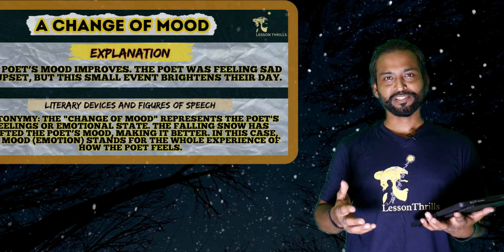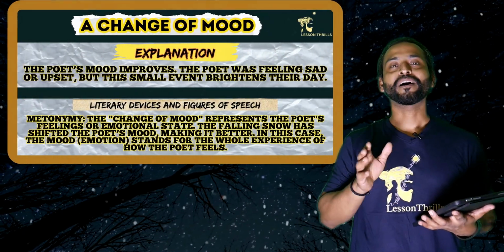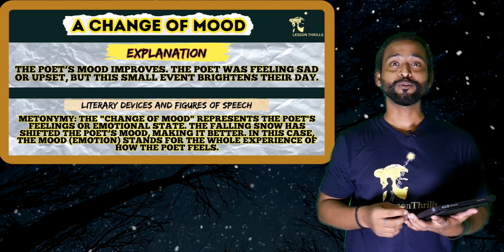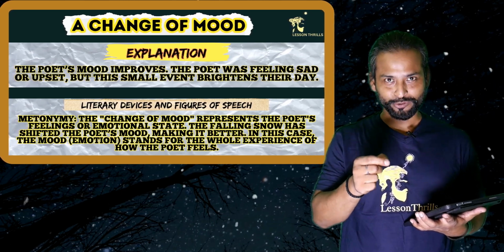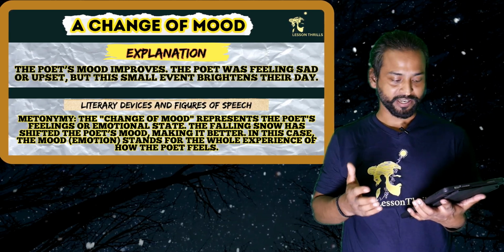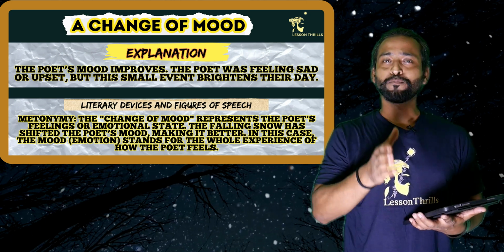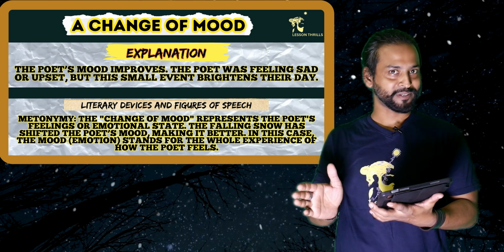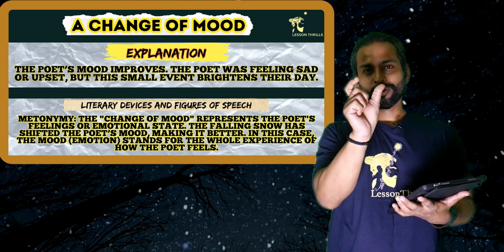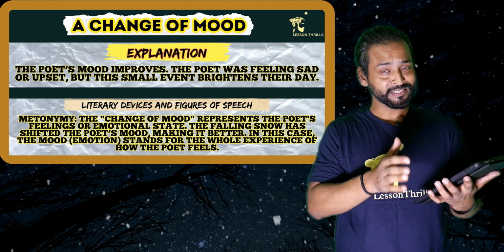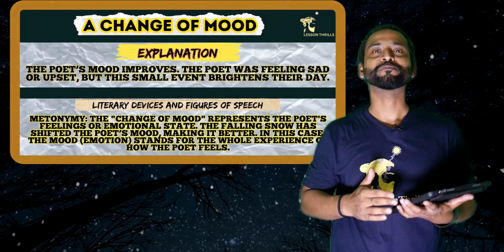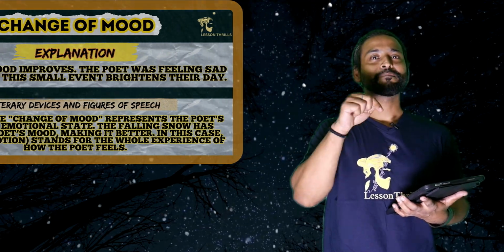Second line of the second stanza. A change of mood. Obviously, the poet was very sad. Suddenly, after that small incident, his mood changes. He was sad, now he is happy. Now let's see what the poetic devices used in this line are. Only one poetic device we can see here, and that is metonymy. Again, the poet's feelings changed, and all the feelings from sadness to happiness have been replaced with the word mood. So here, mood means all the feelings that the poet feels at that moment. So metonymy has been used here. The word mood is used as metonymy here.